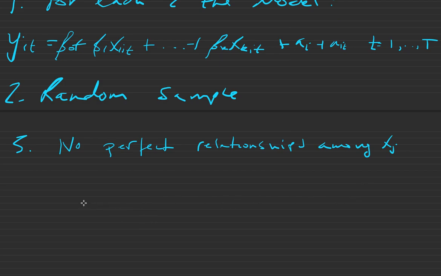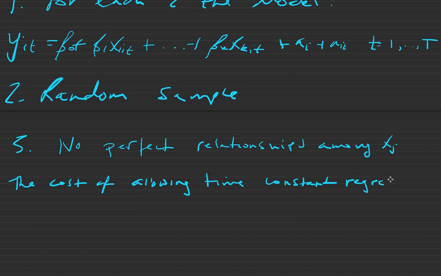And we're going to add something to the third assumption. The cost of allowing time constant regressors is that we must add assumptions about how the unobserved effect, how a_i, is related to the explanatory variables, the xj.